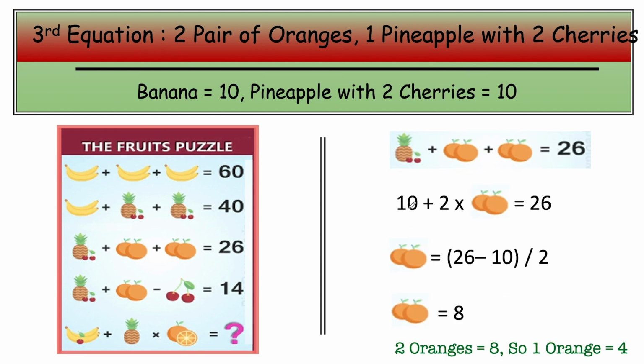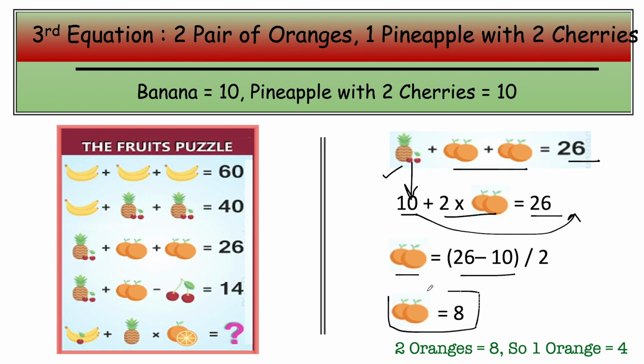Moving on to the third equation, here you can see a pineapple with 2 cherries and here are 4 oranges and their total value is equal to 26. We know the value of pineapple and 2 cherries is equal to 10, and we put here 4 oranges in terms of 2 into 2 oranges, that is equal to 26. Now solving the value for 2 oranges, we'll move this 10 to the right side, so 26 minus 10 is equal to 16 and we'll find out the value of 2 oranges is equal to 8. If 2 oranges' value is equal to 8, then 1 orange is equal to 4.